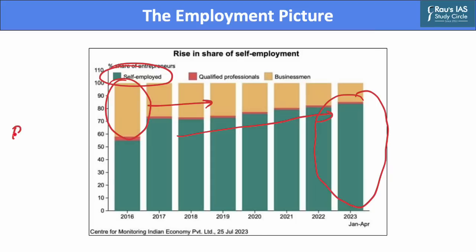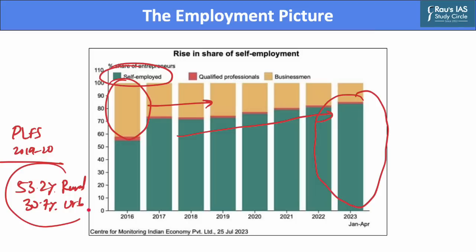Now, as per the PLFS report of the year 2019-20, there has been a rise in self-employment, as about 53.2% of rural households and 30.7% of urban households are engaged in self-employment. Now there are a few issues that are related to self-employment. Let us take a look at these issues in the next slide.